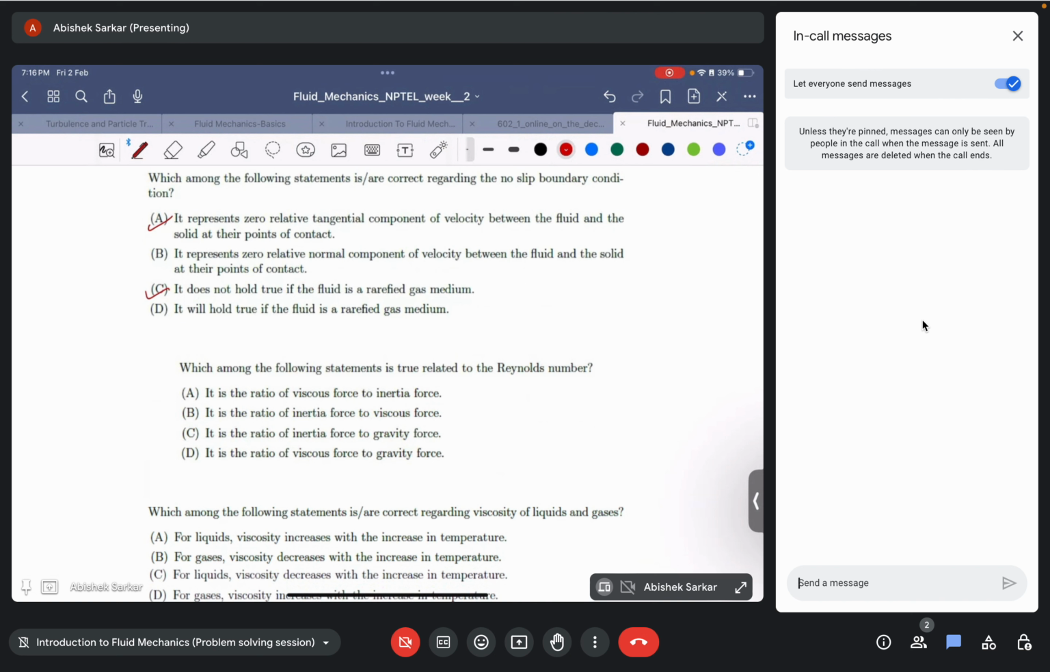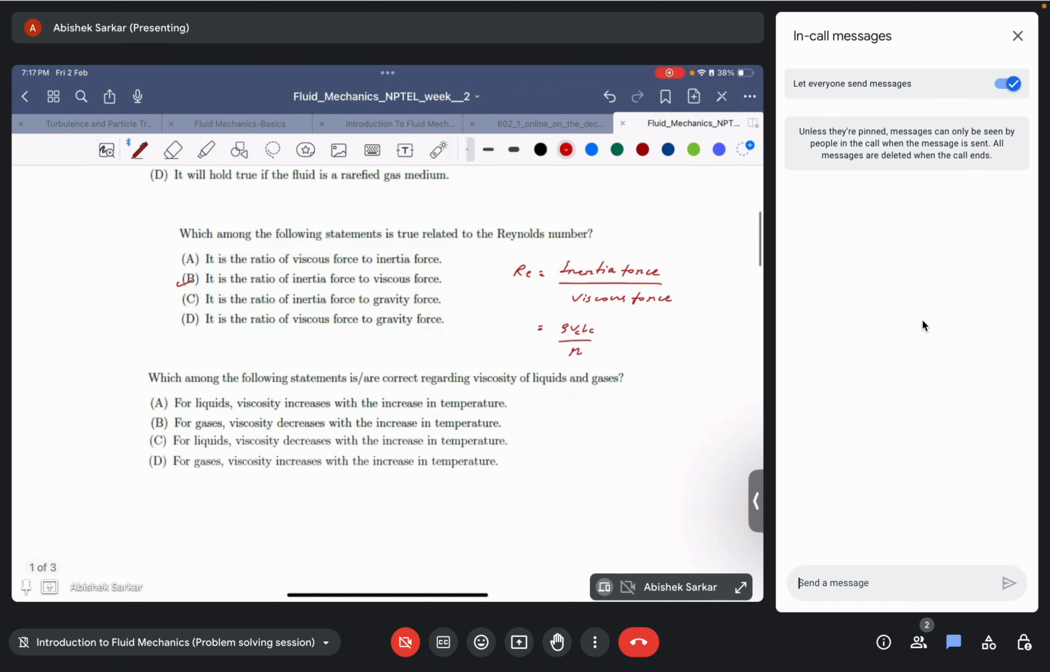Okay, so in the case of the second question, the correct answer would be option B, where Reynolds number is the ratio of the inertial forces to viscous forces. I'm sorry for my voice, my voice is breaking now. It is rho v lc by mu, where v is the characteristic velocity of the flow and lc is the characteristic length scale of the flow. Okay, so I'm sorry for my voice, but just bear with it.